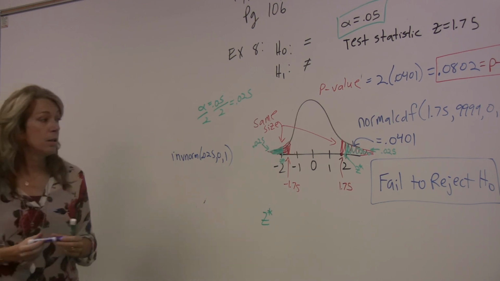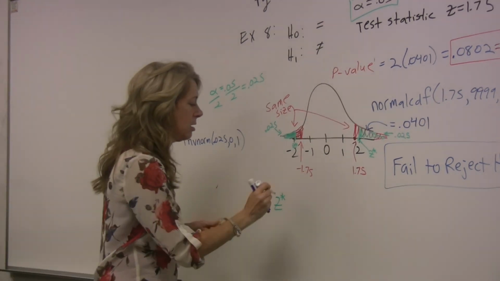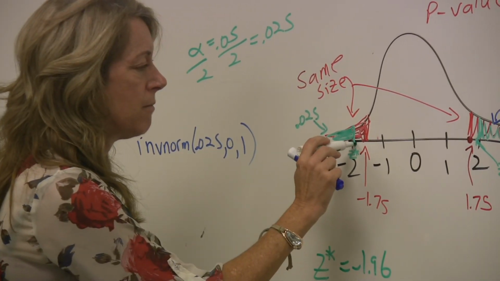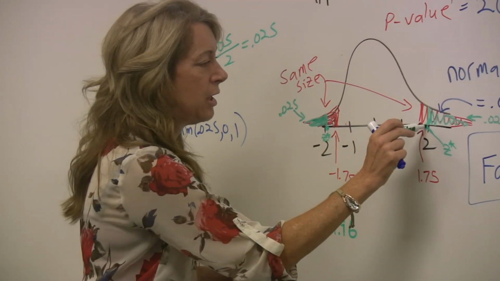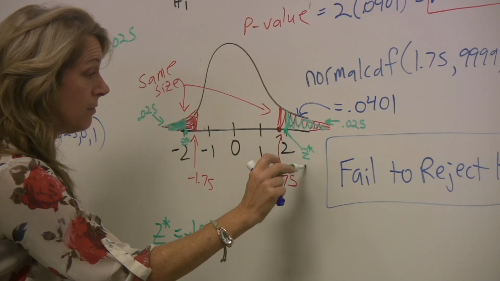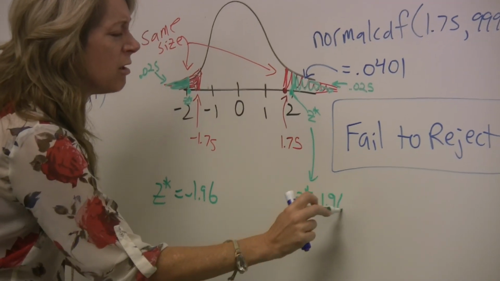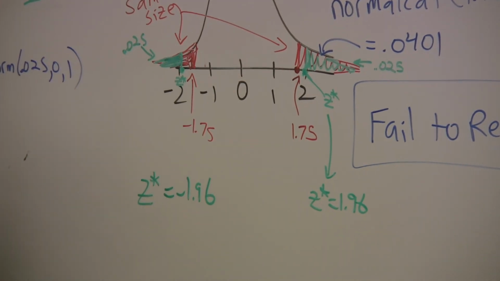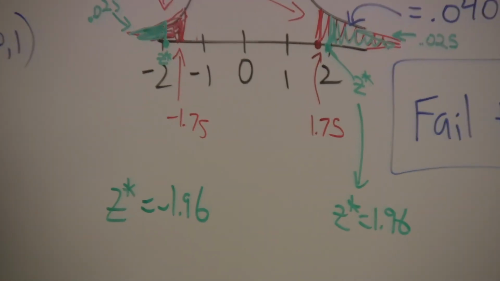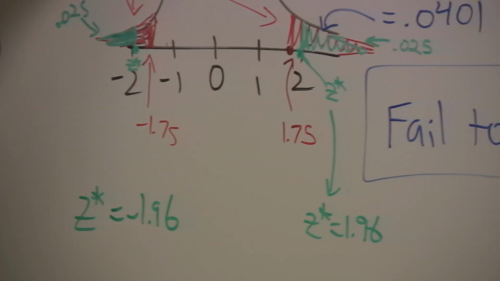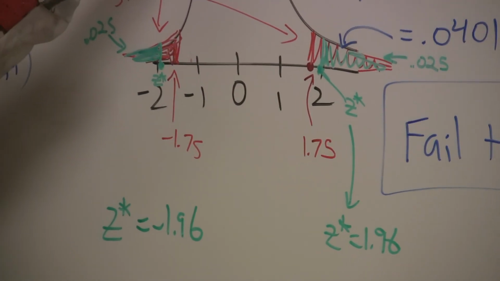So this number right here is negative 1.96. This number over here is, guess what? Positive 1.96. What are the critical numbers? What do they tell us? The green is the area of our significance level.